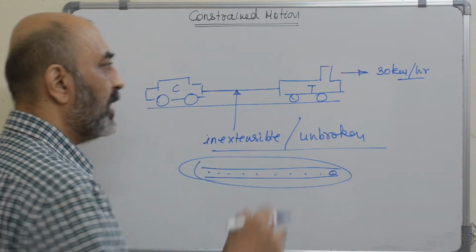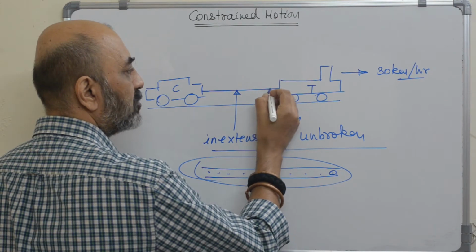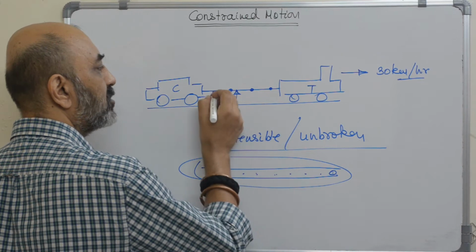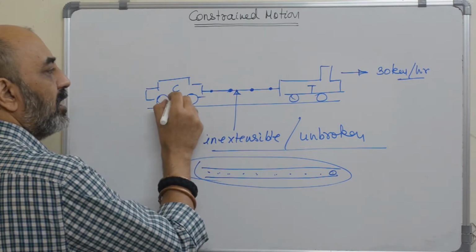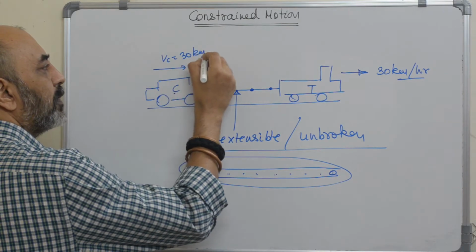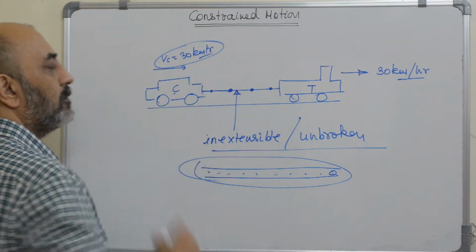What I mean to say is, if the truck is moving with 30 kilometers per hour, this point 30 kilometers per hour, 30 kilometers per hour, and eventually the car would also be moving with a speed of 30 kilometers per hour.